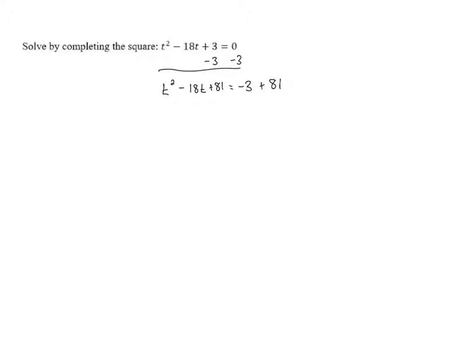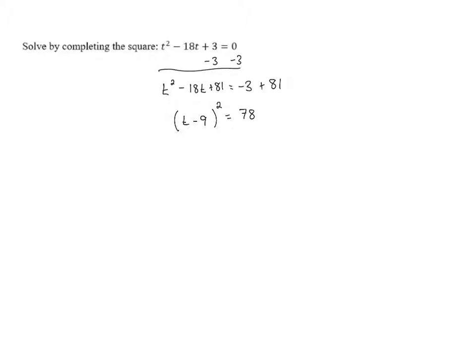Now on the left-hand side, we have a perfect square trinomial, so we can factor this as the square of a binomial. t squared minus 18t plus 81 is (t minus 9) squared. And on the right, negative 3 plus 81 is 78.